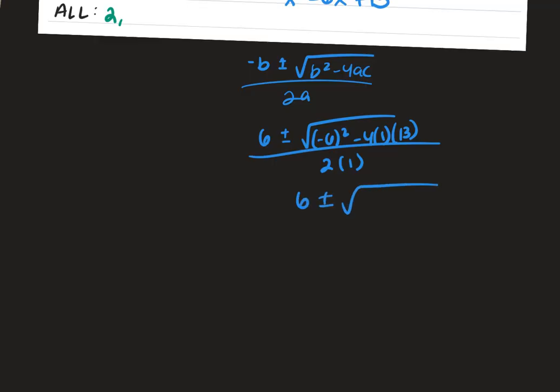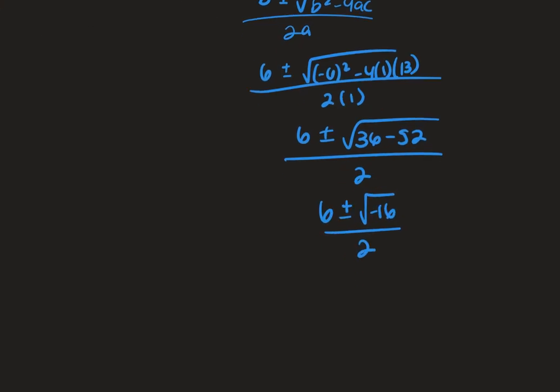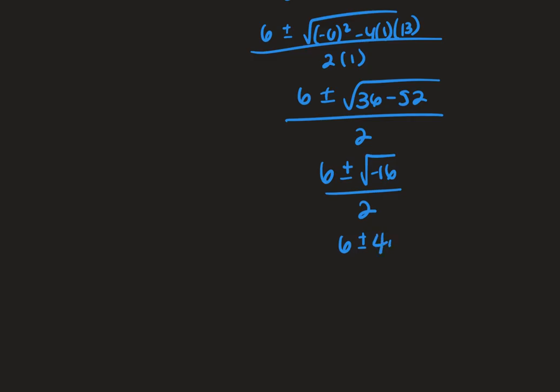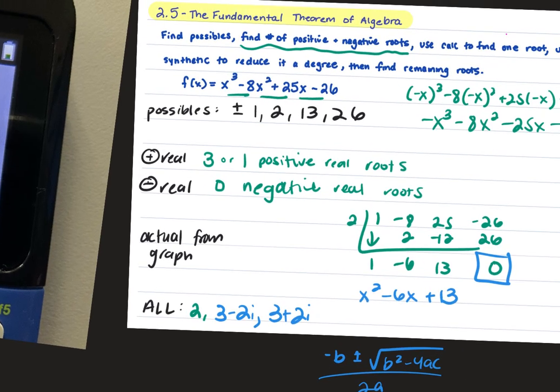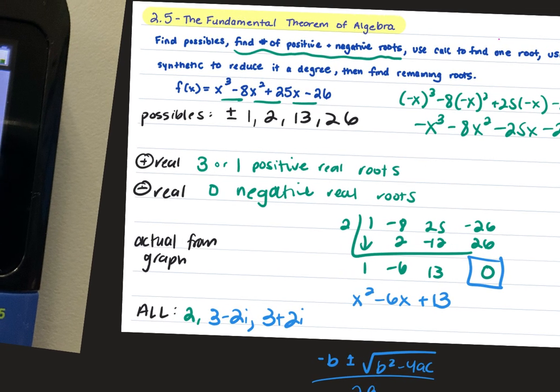6 plus and minus the square root of 36 minus 52 over 2. 6 plus and minus the square root of negative 16 over 2, which is 6 plus and minus 4i over 2, 3 plus and minus 2i. So when it says to list all your roots, it'd be 2, 3 minus 2i, and 3 plus 2i. And that should have been one of the scenarios that we said from our Descartes' rule. We got 1 positive and no negative, which is what we set up here. So it should match what you said could have happened.